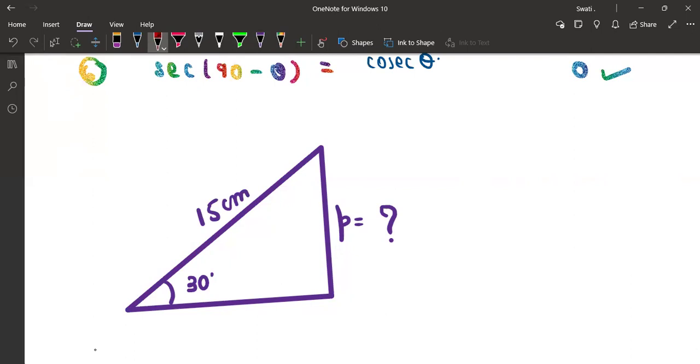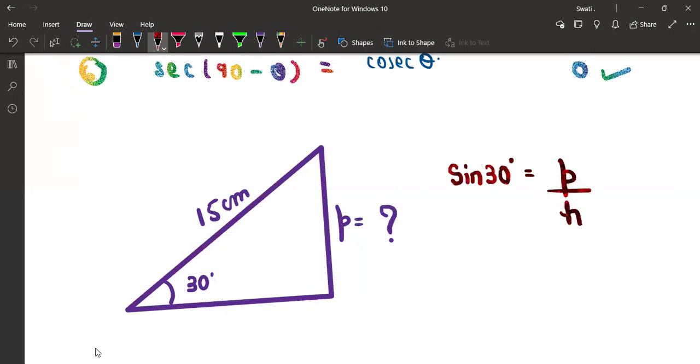There is one thing you can notice, Manya, that in all the questions you don't need Pythagoras theorem. In this question, you just need to write down sine 30. Tell me, what is the formula of sine theta? Using that concept, what was the formula of sine theta? Was it not P by H?